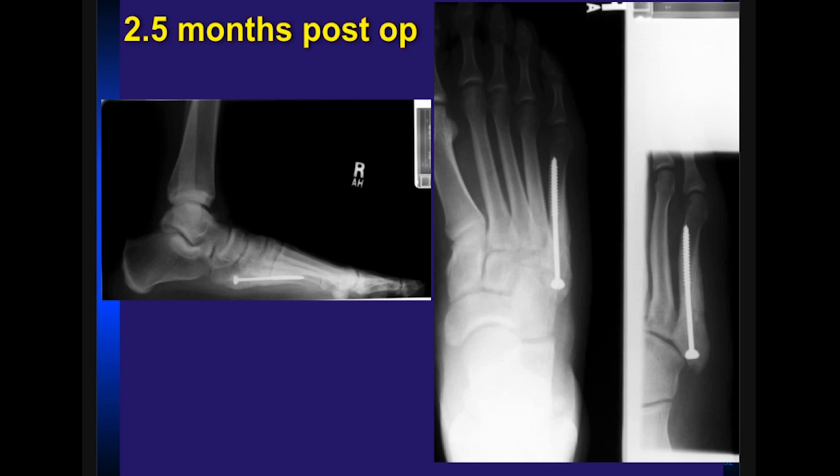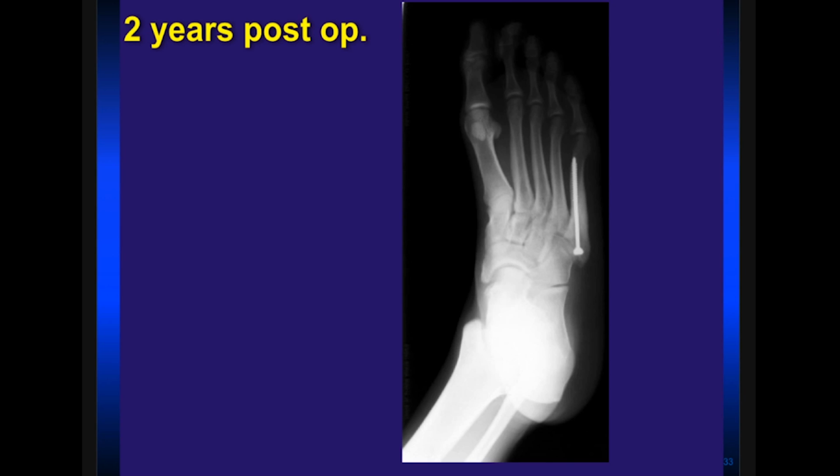This is 2.5 months post-op. You can see where the fracture line, you can see it, but it's almost gone. So this is healing. It takes these a while to heal. Usually we leave the screw in. And this is 2 years post-op. You can see such a small canal, medullary canal in this fifth metatarsal, and still a very thick cortex.